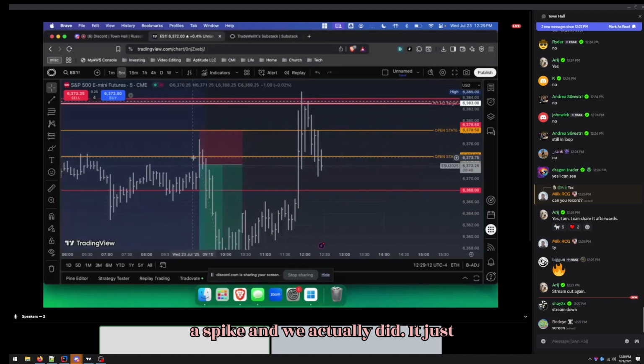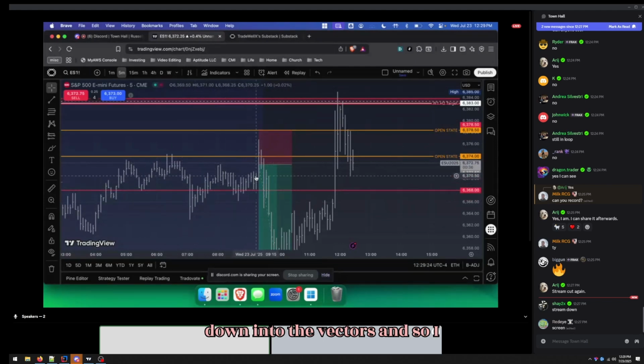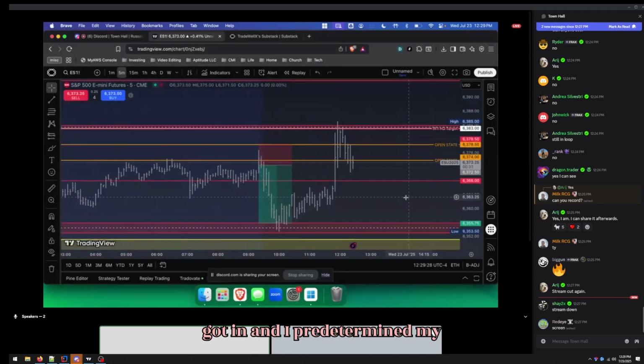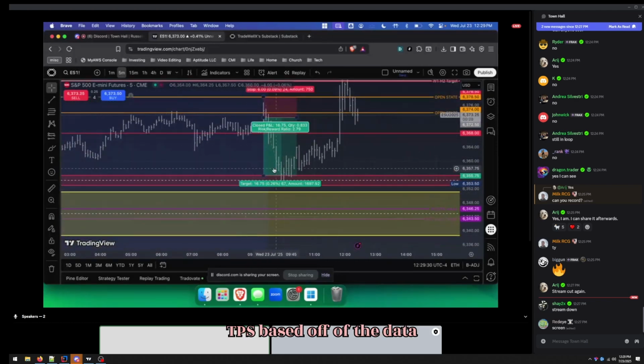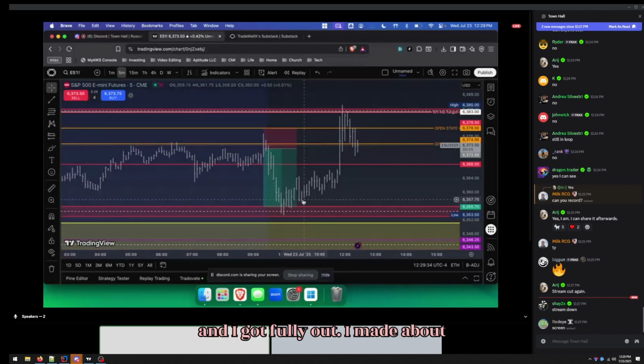And we actually did. It just happens a lot, especially going into 9:30. People get wicked all the time. But I protected myself. Seeing this consolidation, we had this dip, a test down into the vectors, and so I got in. And I predetermined my TPs based off of the data. And I got fully out.